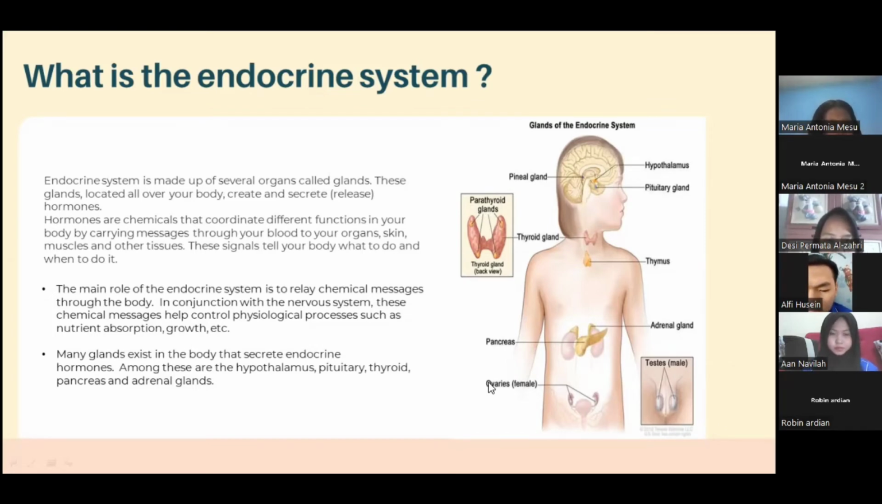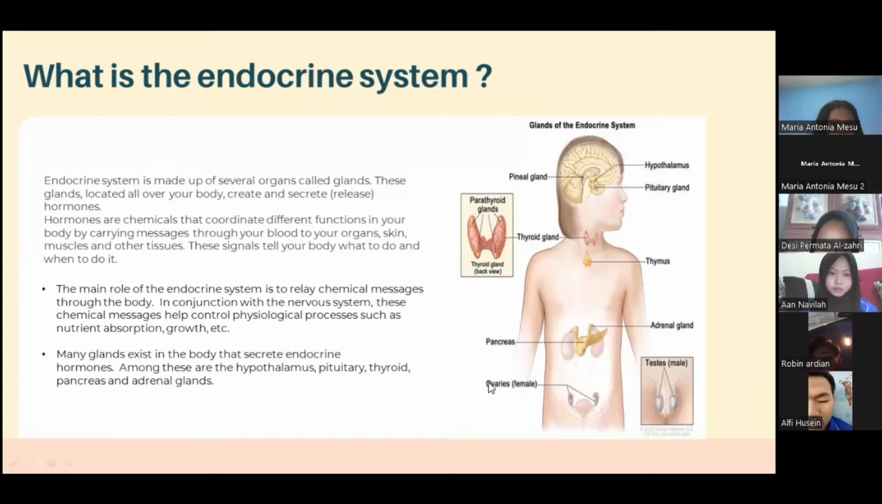Hormones are chemicals that coordinate different functions in your body by carrying messages through your blood to your organs, skin, muscles, and other tissues. These signals tell your body what to do and when to do it. The main role of the endocrine system is to relay chemical messages to the body in conjunction with the nervous system. These chemical messages help control physiological processes such as nutrient absorption, etc.